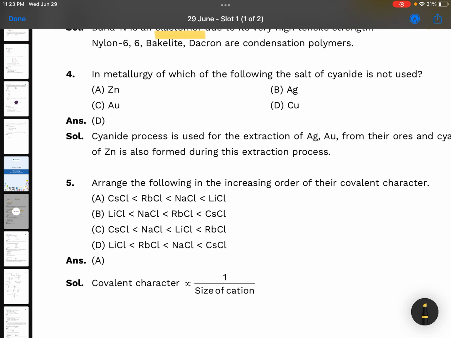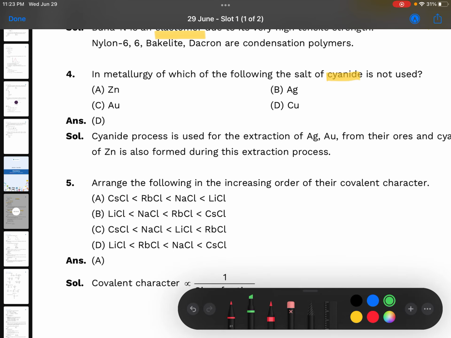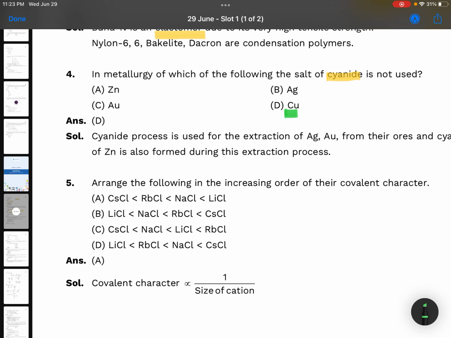In metallurgy, which of the following salt is not used? Okay, now cyanide salt is not used, and that is actually copper. We generally use a cyanamide process for iron and gold. In that last step, we use zinc for extraction. Copper is nowhere related. So this is your answer, copper.